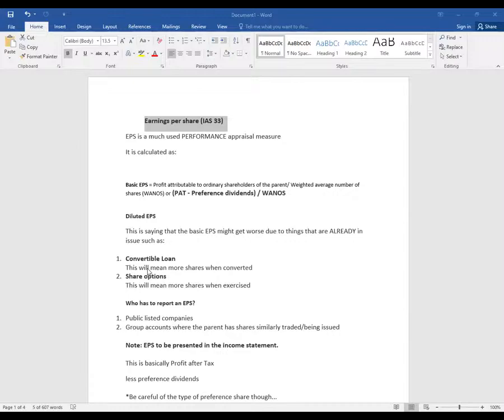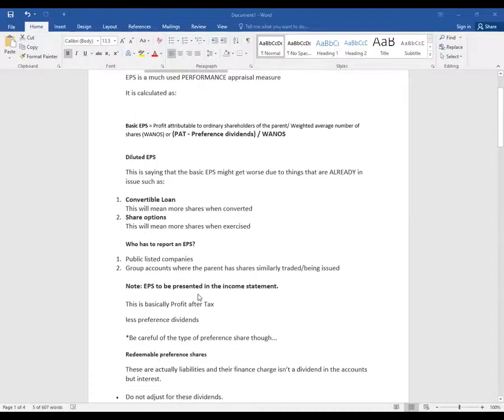Now, the most important thing that you are supposed to appreciate, ladies and gentlemen, in this particular class, is the companies that report EPS. EPS is mandatory for all public listed companies. Public listed companies must always report on EPS. EPS is to be presented in the income statement. This is basically profit after tax, less preference dividends. Be careful of the type of preference shares though.